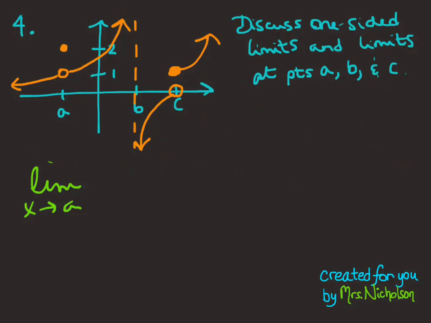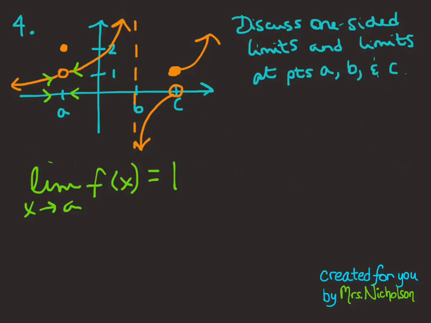If I'm looking at all of A, B, and C, at A, this is the only place where the limit actually exists. And I don't have to write exists because I can say the limit as x approaches A is equal to 1. You can see that as I approach A from the left and from the right, the function on both sides is approaching the value of 1. So a limit does exist at x equals A, and that limit is equal to 1.